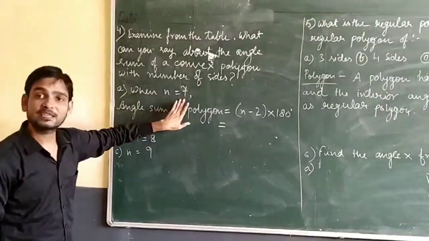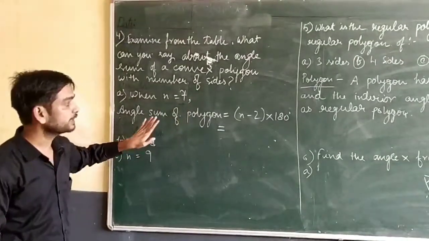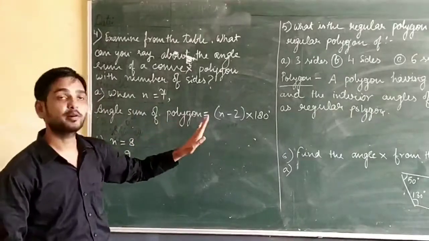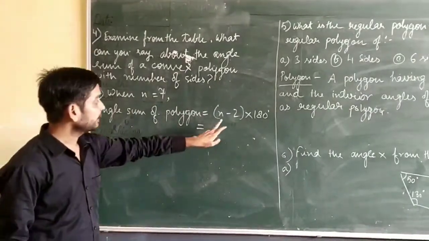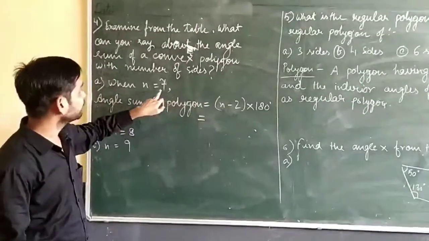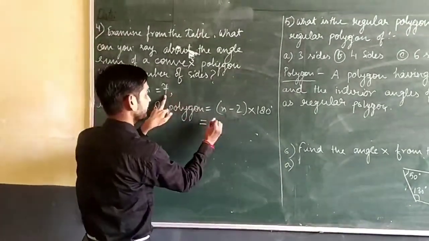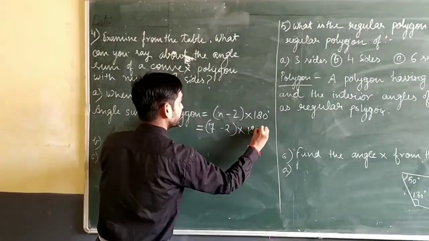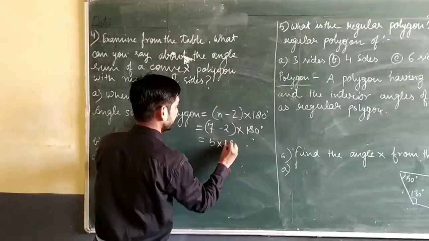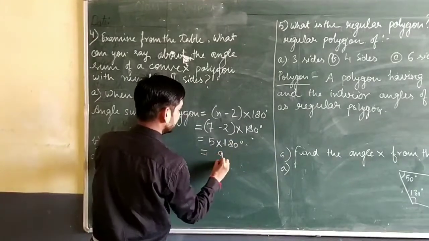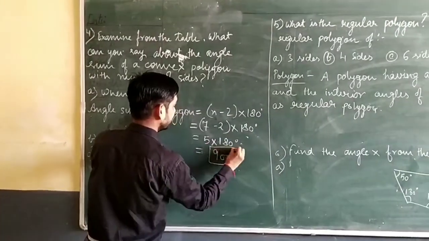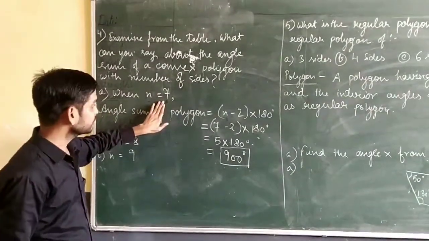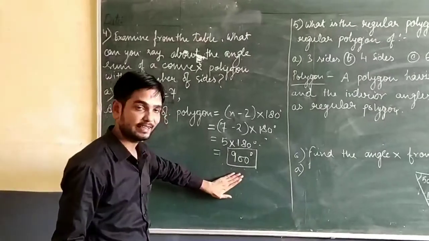When we take n is equal to 7, students, in your table this formula is given. This formula is for the angle sum property of polygon. What is value of n? N is the number of sides. Put the value of 7 here. 7 minus 2 multiplied by 180. That means 5 into 180, and its value will be 900. That means if the number of sides are 7 there, its value will be 900 degree.